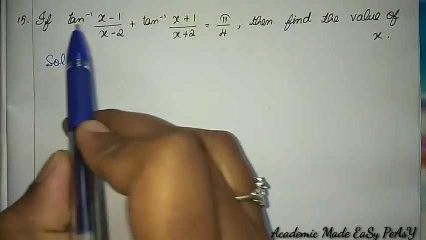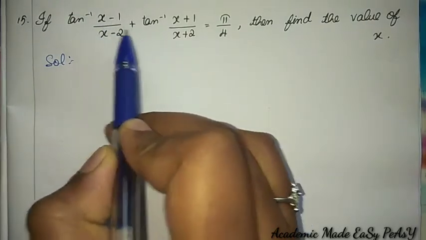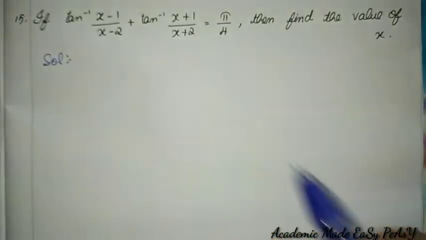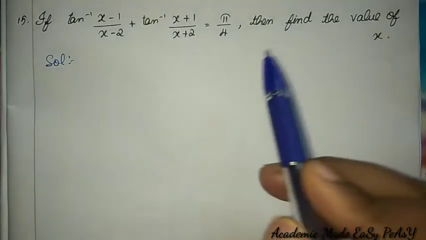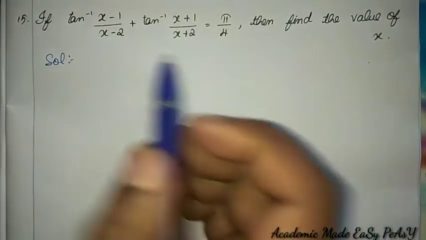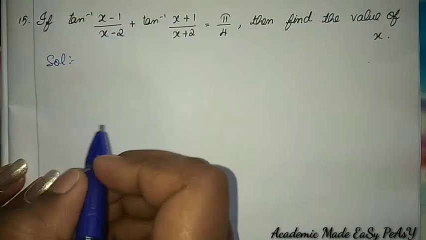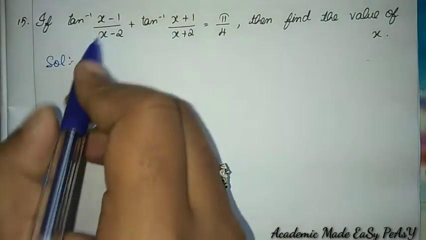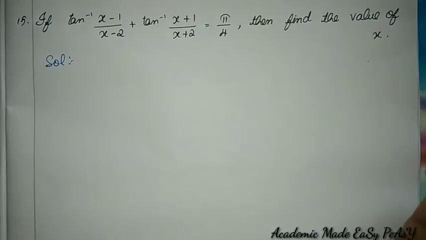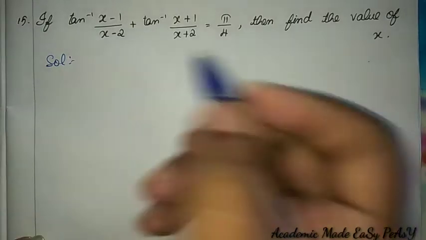Question 15. If tan inverse of (x minus 1) by (x minus 2) plus tan inverse of (x plus 1) by (x plus 2) is equal to pi by 4, then find the value of x. Even in this question we have to find the value of x only. So now let's move on to the solution part. Here we can't just simplify it, so we have to directly apply the formula and start doing.